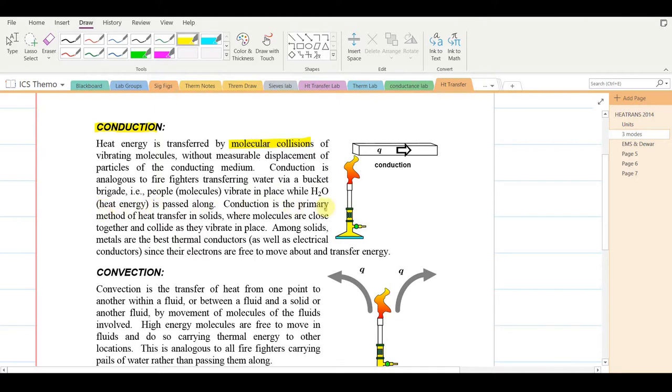And conduction is the primary method of heat transfer in solids, where molecules are close together and collide as they vibrate in place.